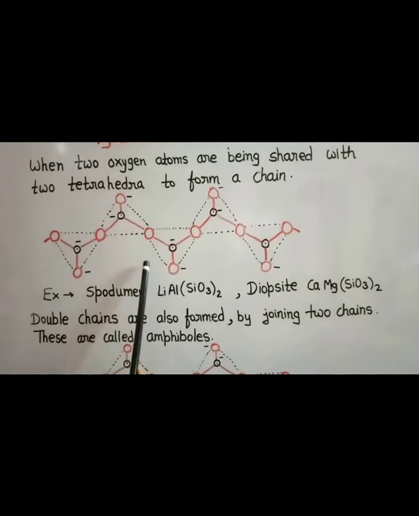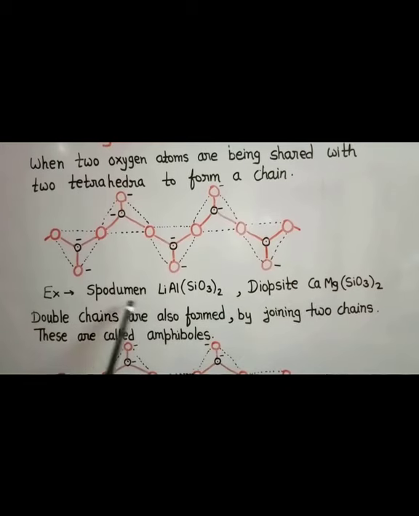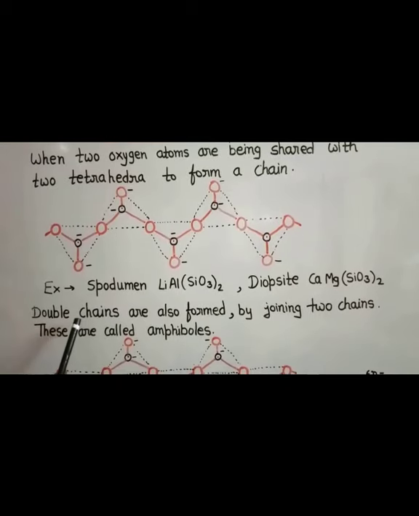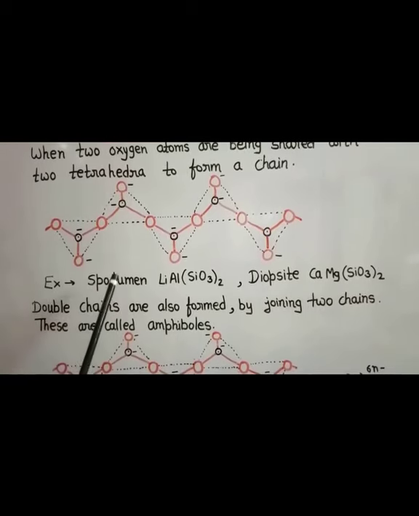See, here one tetrahedral, top one tetrahedral, bottom one. So each unit is joined to the next by one oxygen atom. When 2 oxygen atoms are shared between 2 tetrahedra, a chain is formed. Examples are spodumene and diopside. Spodumene is the best example, LiAl(SiO3)2. So one example is enough.